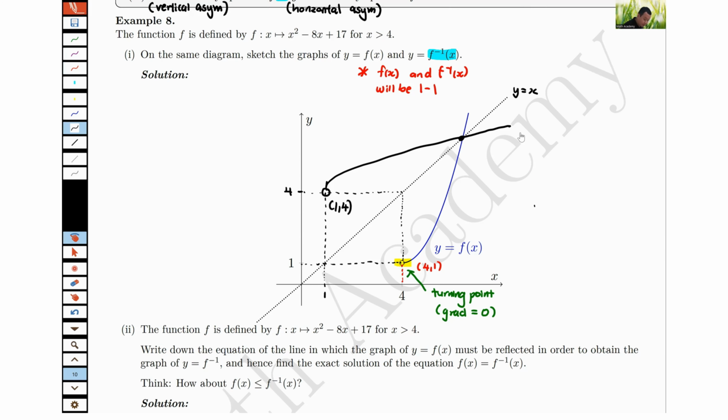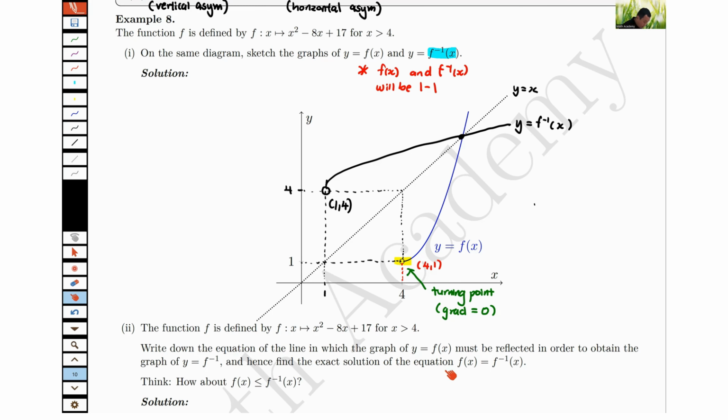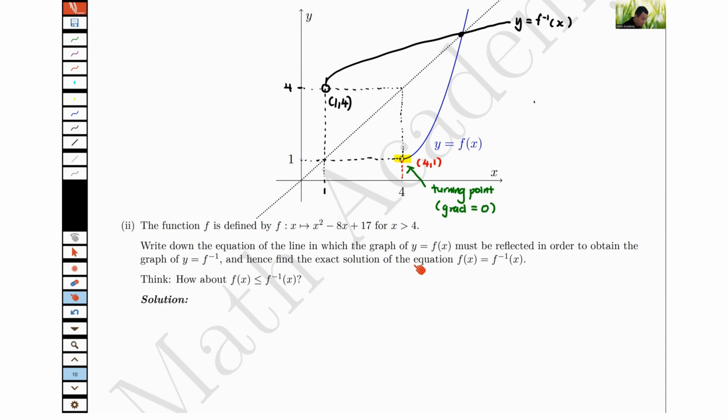So this graph that I am trying to draw is y equals f inverse x. It looks like a mirror image. Although I'm trying to draw it out manually, later I will get you to key it into the GC. Always use the graphing calculator to help you get the shape in case you're confused. And then there's one more part below where it's a common "hence" or a common consequential problem.